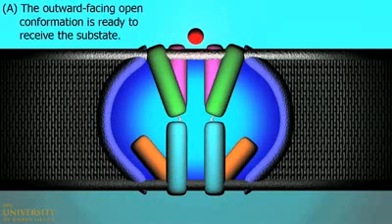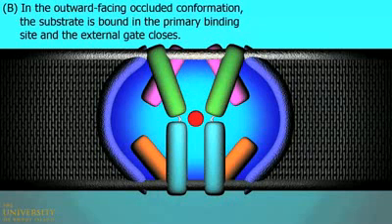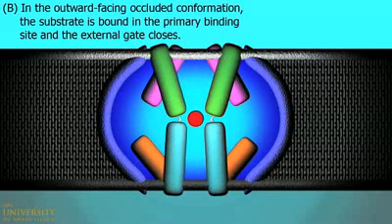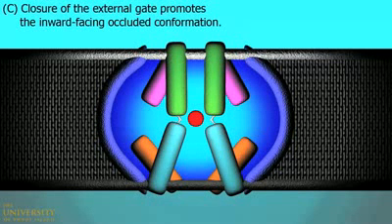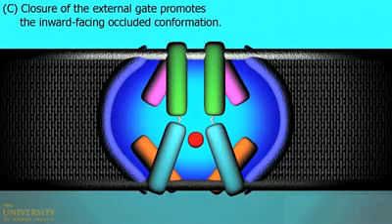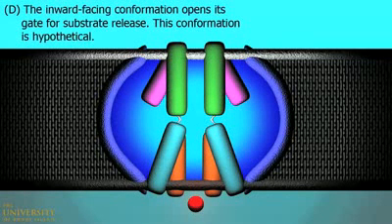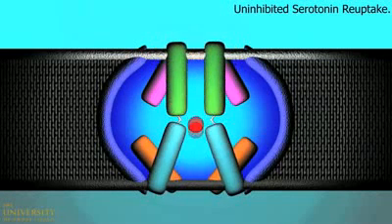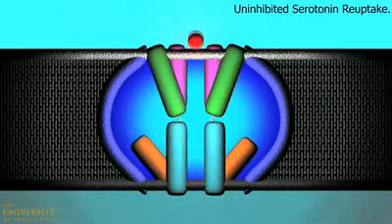In stage A, the outward-facing open conformation is ready to receive the substrate. In stage B, or the outward-facing occluded conformation, the substrate is bound to the primary binding site and the external gate closes. In stage C, closure of the external gate promotes the inward-facing occluded conformation, and in stage D, the inward-facing conformation opens its gate for substrate release. This conformation is hypothetical. During uninhibited serotonin reuptake, serotonin moves through the transport protein's gated rocker switches smoothly.